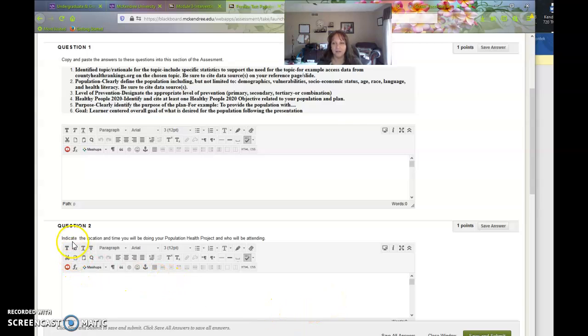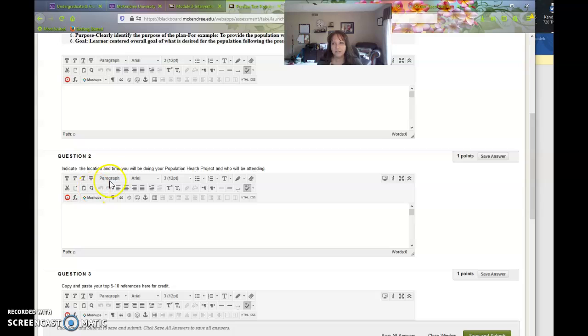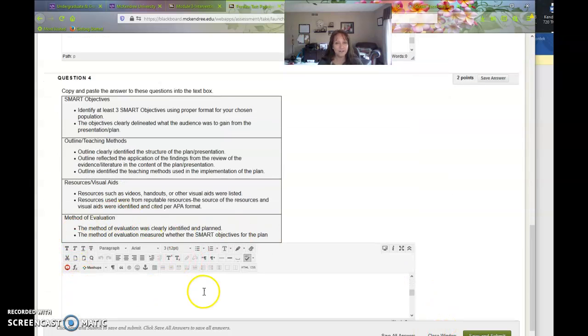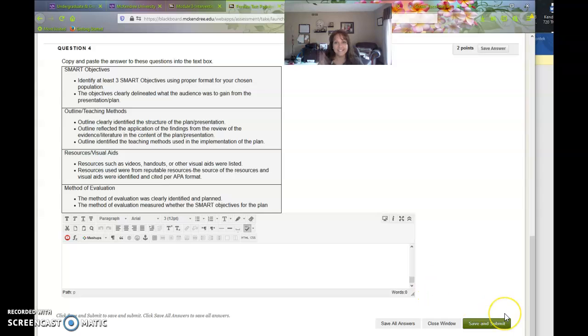All right, and then you have all these questions to answer, which you probably already have from your 451 or from the ongoing research that you're doing if you've changed your topic. And then indicate the location and time you'll be doing your population health project and who will be attending. Remember to think, if I'm not going to be there, you need to have someone who can video record this. So obviously, if you live a distance away, I'm not going to be able to attend. So you'll need to bring someone who can video record so you can upload it into YouTube. And then copy and paste your top 5 to 10 references, and then write those SMART objectives. And that's the quiz, if you will.